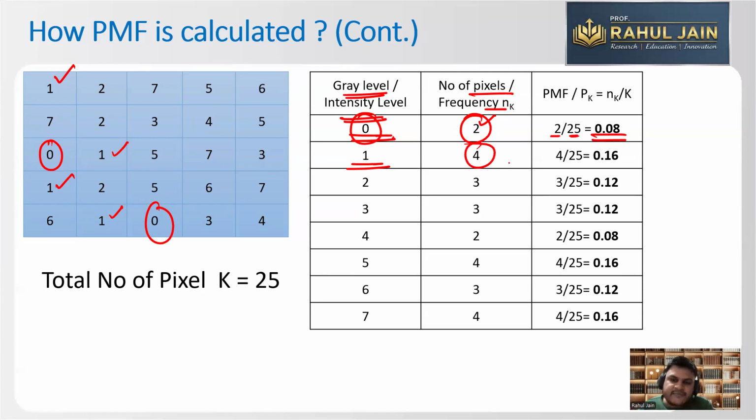So what is the probability mass function for intensity level 1? 4 divided by 25, that is 0.16. That is the probability mass function for intensity level 1.